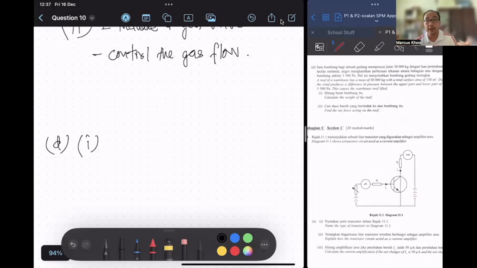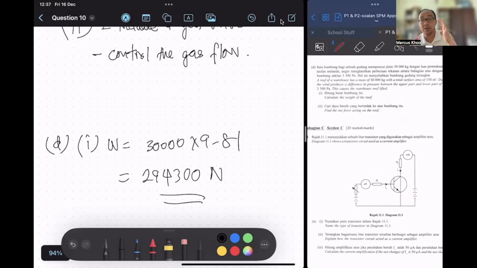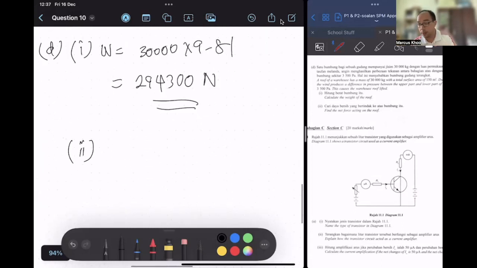First of all, find the weight of the roof. The weight of the roof is very easy, which is 30,000 kilograms times 9.81, which is about 294,300 newtons. That's the weight of the roof. Now find the net force acting on the roof.